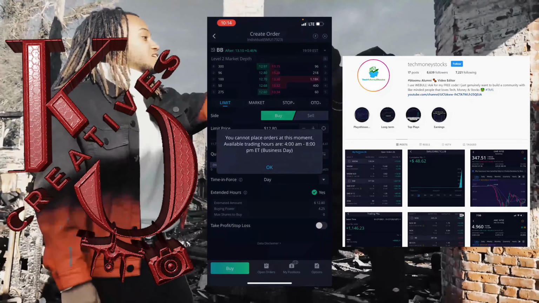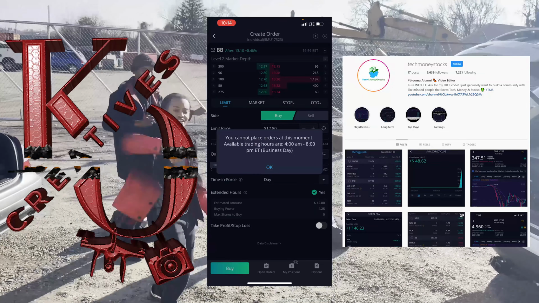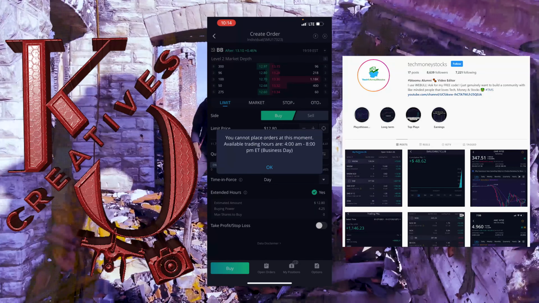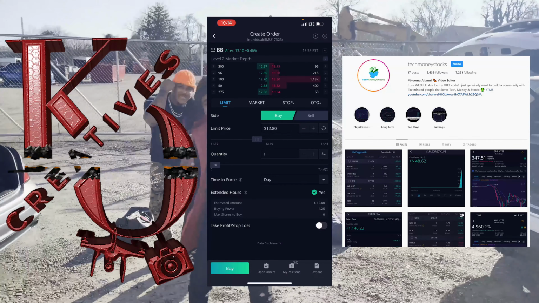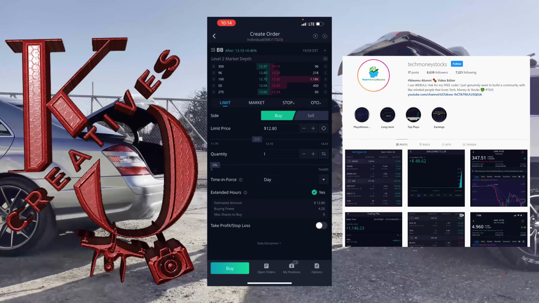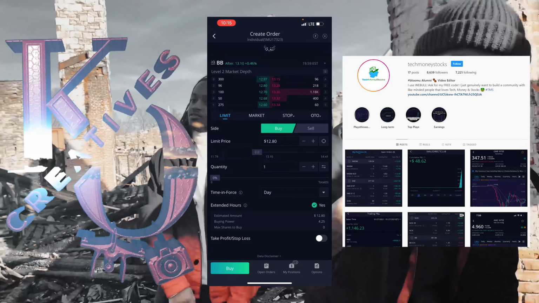And then yeah, you're just gonna hit buy, and then as you can see, it says you cannot place this order at the time. Available trading hours are 4 a.m. to 8 p.m. So anyway, that was just an example on how to put a limit order on a stock. It's very simple. There you go.